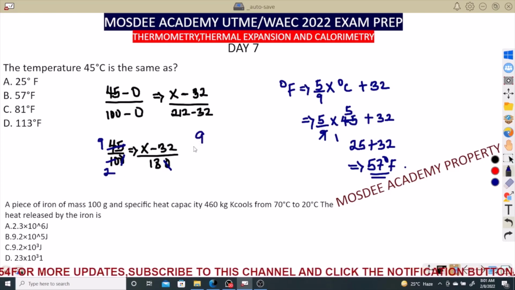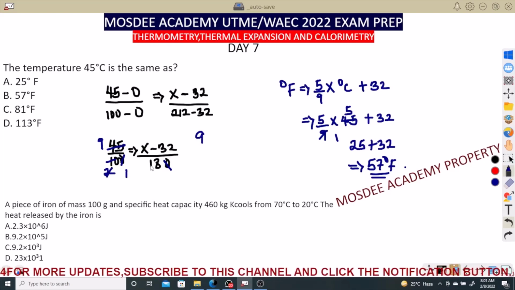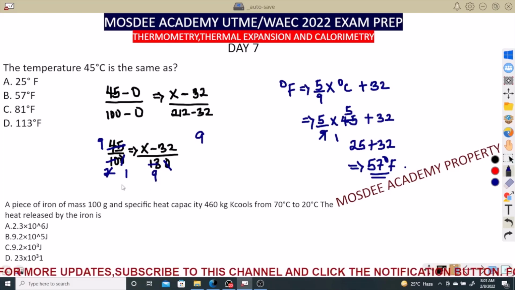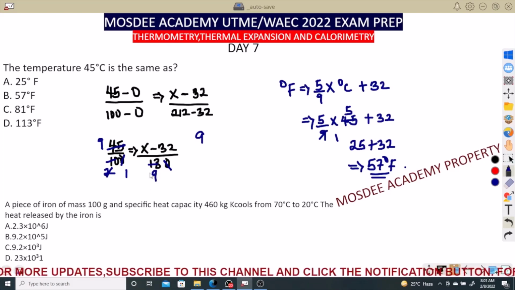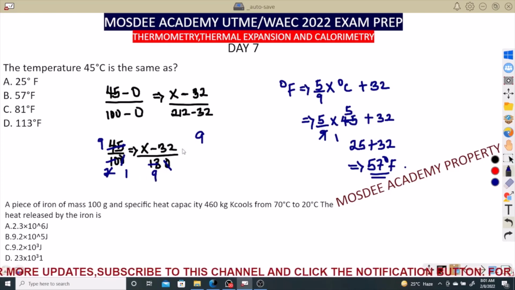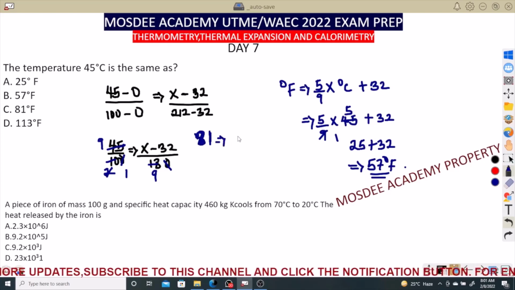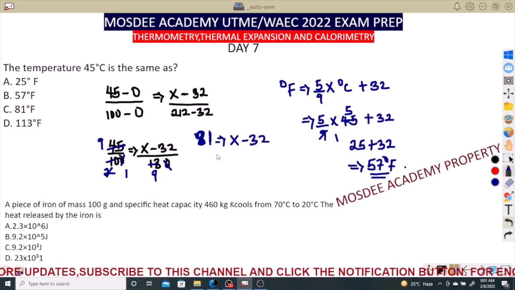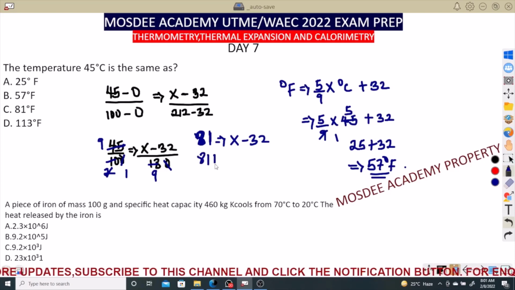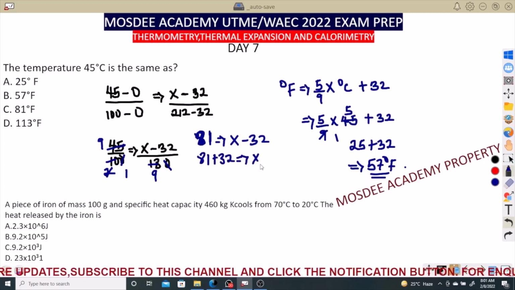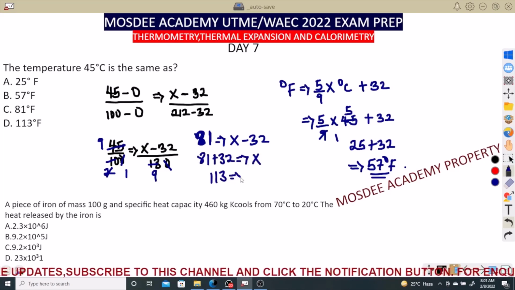Okay, 2 here 1, 2 here 9. I can always cut. That's one thing about me. 2 times 9 are 18. So if we go by that, I can now say 9 times 9 are 81. I hope I did not screw this. 81, as I cross multiply, is equal to x minus 32. Then 81 plus 32 is equal to x. 113 is equal to x.